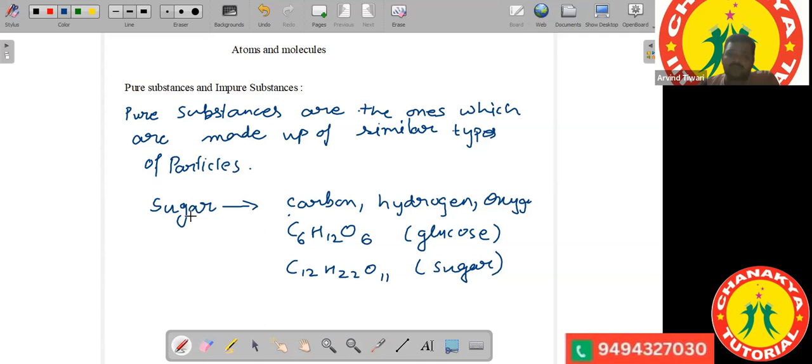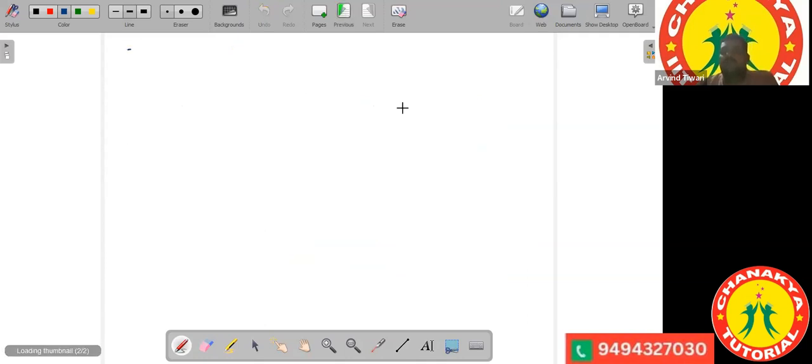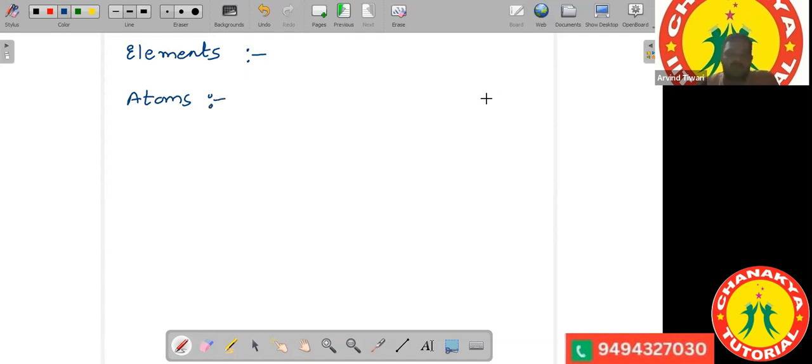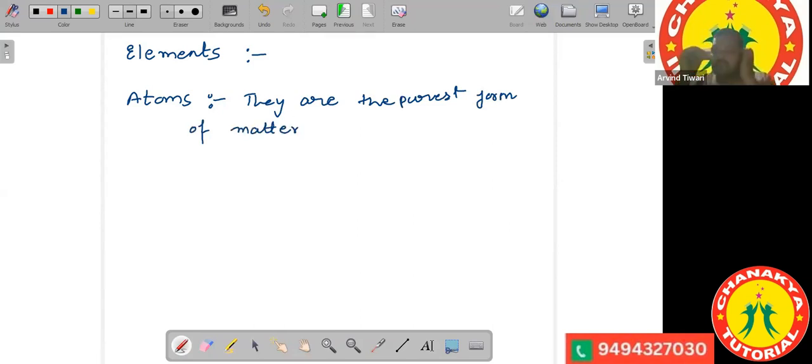Elements or atoms, if we look for them, atoms are the purest substances. They are the purest form of matter. Atom is the purest form of matter, right? That means you cannot break it down further.